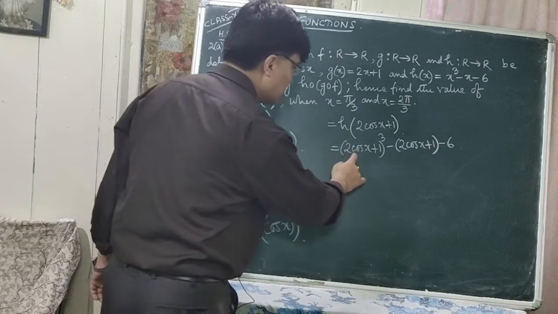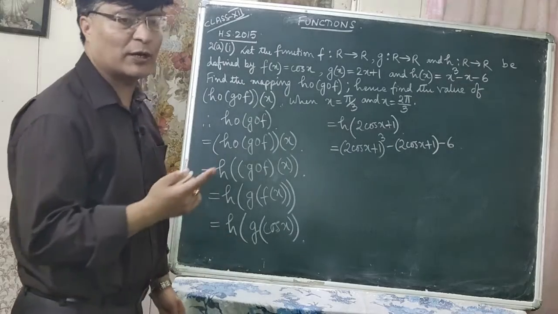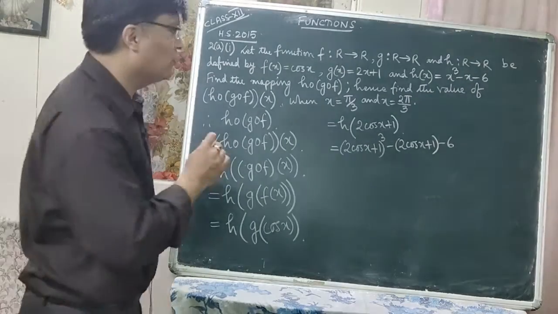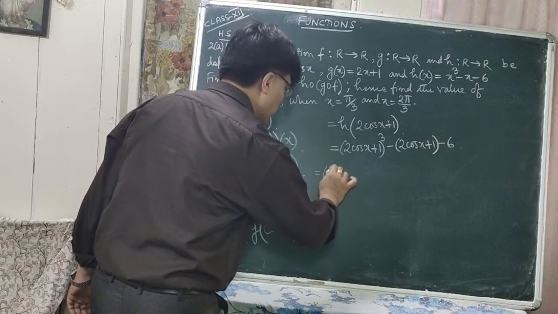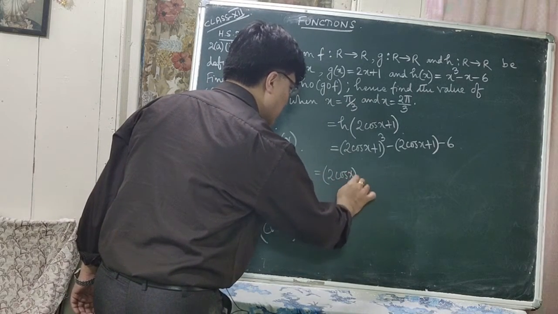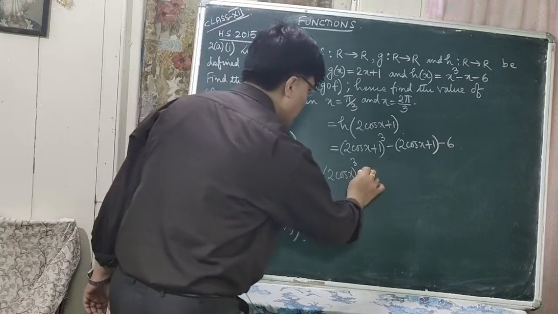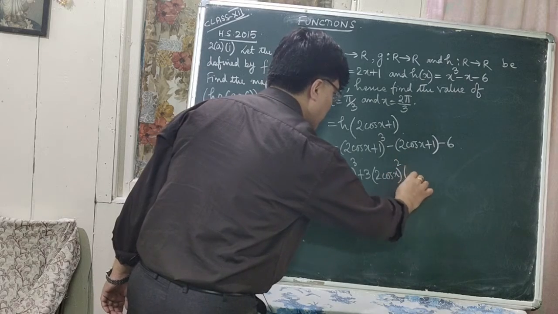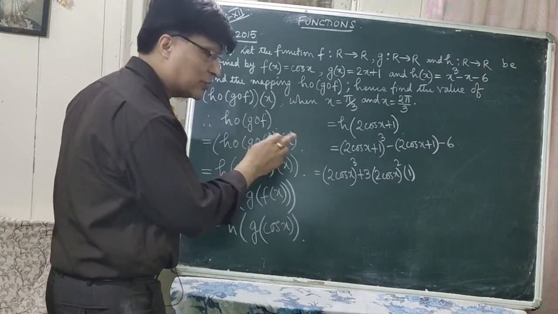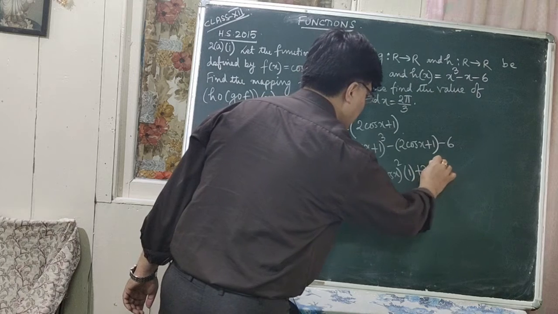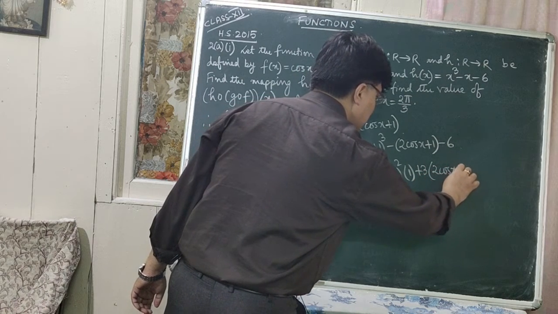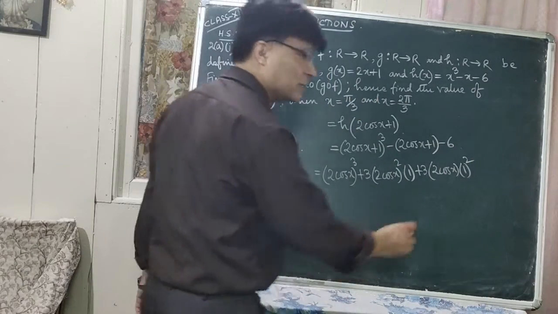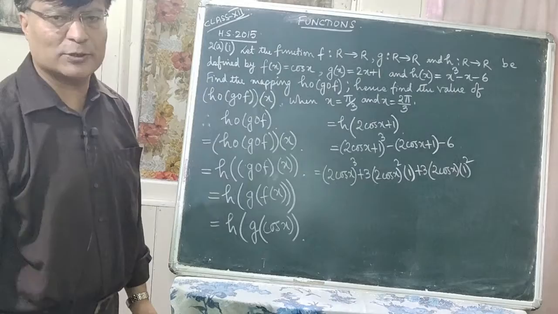You know, this is your a plus b whole cube. What is the formula? a cube plus 3a square b plus 3ab square plus b cube. You should know this formula. What is a whole cube? 2 cos x whole cube, that is your a cube, plus 3 into a square, (2 cos x) whole square, into b is 1, that is your 3a square b, plus 3, what is a? 2 cos x, and what is b whole square? It is 1 whole square, plus b whole cube, isn't it? You know the formula a plus b whole cube.